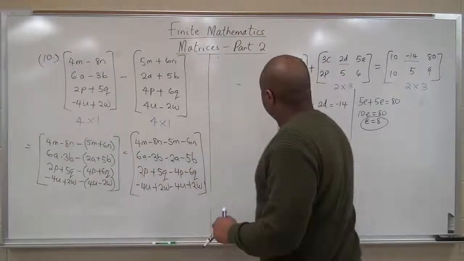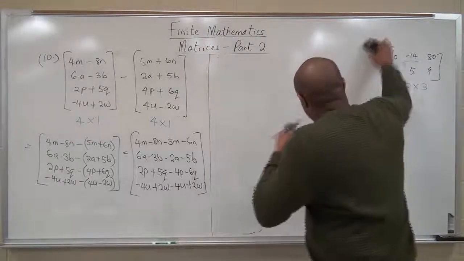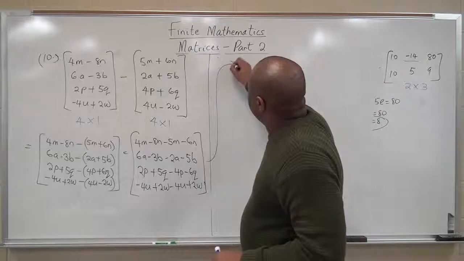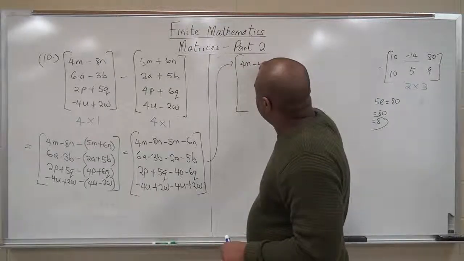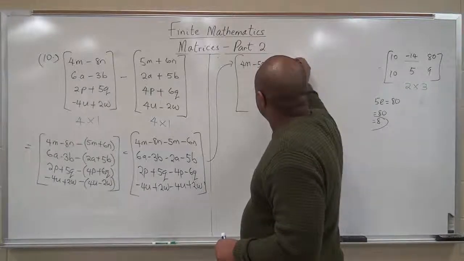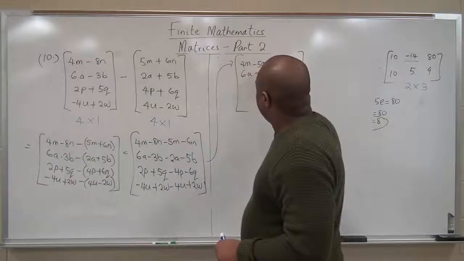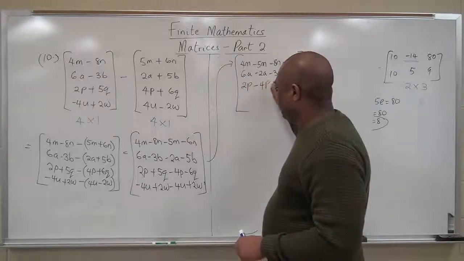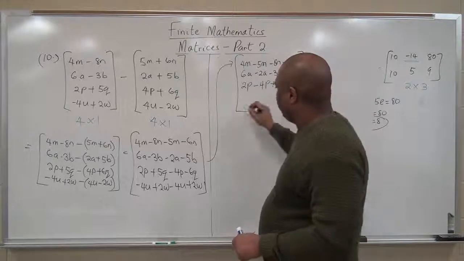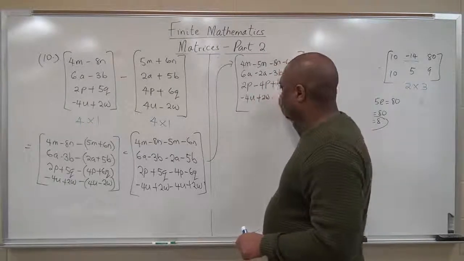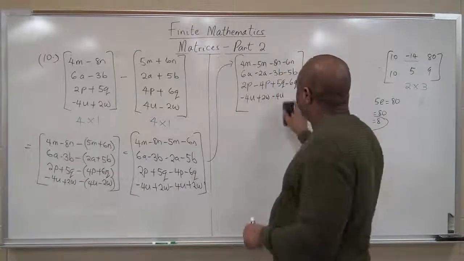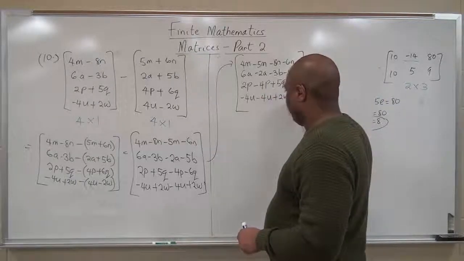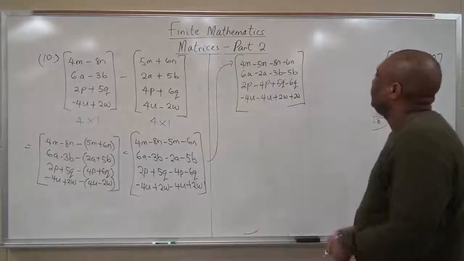We now have, if you want to simplify this more, you can always skip this step, but if you want to simplify it more, you can say 4m minus 5m minus 8n minus 6n, 6a minus 2a minus 3b minus 5b, 2p minus 4p plus 5q minus 6q, minus 4u minus 4u plus 2w plus 2w. Okay? If you want to simplify it very well.